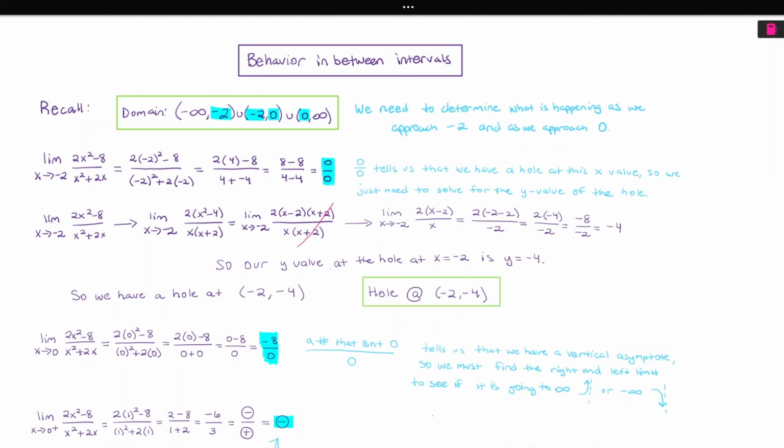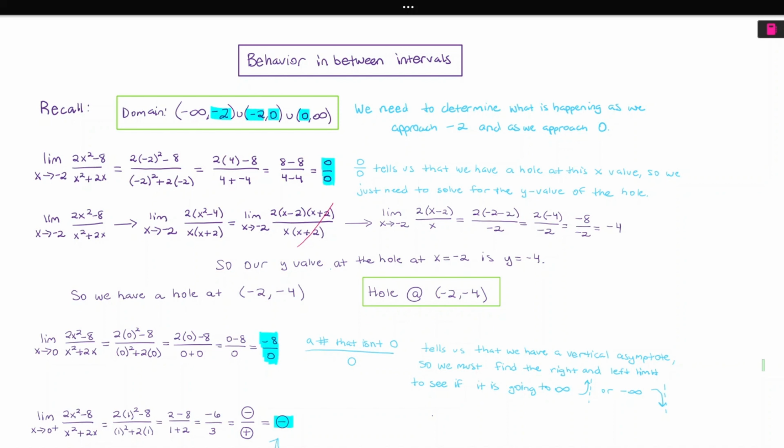Then we have to find the behavior in between intervals. So that's going to be what is happening as we approach negative 2, and what's happening as we approach 0. So first, what I would always do, I'm going to start with negative 2, and I'm just going to plug it in, solve the limit by plugging in negative 2 and just see what I get. And I see that I get 0 over 0. So this tells us that we have a hole at this x value when we have 0 over 0. So we need to solve for the y value of the hole.